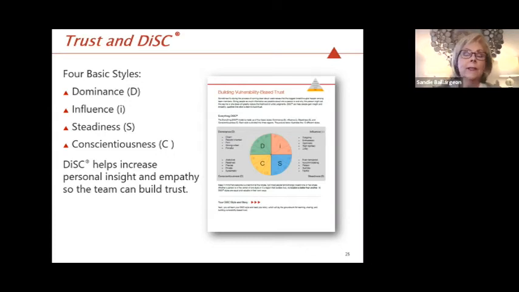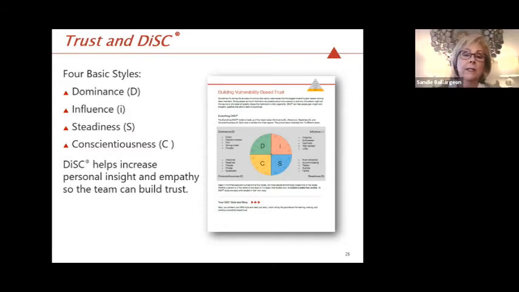They're enthusiastic, they're optimistic, usually a little bit talkative and lively. I call the I people the cheerleaders of the practice. I usually try to get someone who is an I style working at the front desk, because you really want that enthusiasm and that optimistic attitude at the front desk. S is for steadiness. So steadiness is someone who's very even-tempered, usually very accommodating.